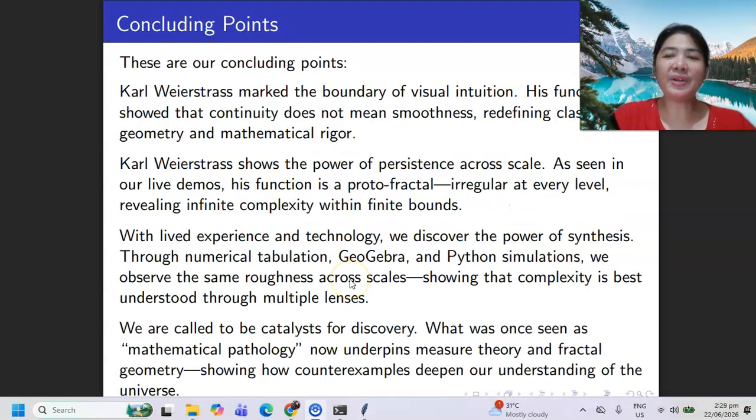We are at the end of our video lesson. Please pause the video and take time to go through the concluding points. So again, we are called to be catalysts for discovery. What was once seen as mathematical pathology now underpins measure theory and fractal geometry, showing how counterexamples deepen our understanding of the universe.